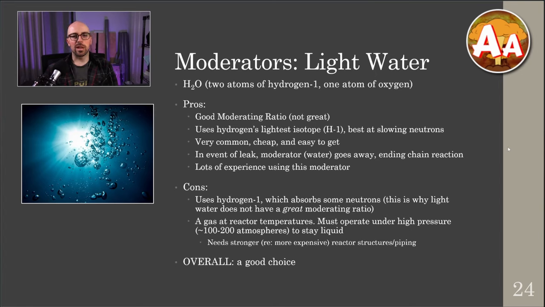All right, so let's go through some of these moderators that we identified earlier step by step and go over some pros and cons of them. So light water, first up, the classic neutron moderator. Very prolific. I don't know if prolific is the right word. It's used a lot. Many, many reactors in the world use light water. Has that good moderating ratio, not great. Uses the lightest isotope possible, so you're not going to get better than hydrogen when it comes to number of collisions from fast to slow. Common, cheap, and easy to get.